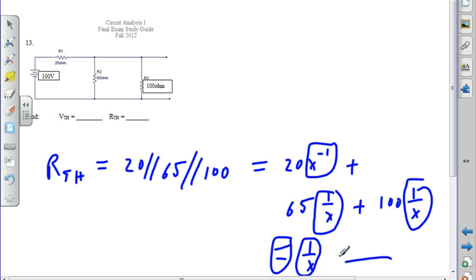13.2, but I probably have no more than 2 significant digits, so I'm going to call it 13 ohms. Okay, then I need to find the voltage across R1, so I can subtract it from 100 volts so I can figure out what my voltage Thevenin is.